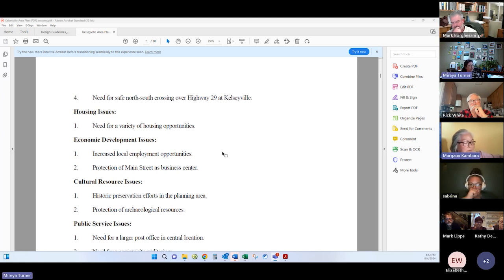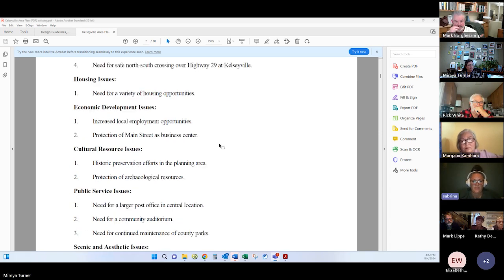Okay. Housing issues. Need for a variety of housing opportunities. Should we keep that all in caps and in bold now too? It's a big deal. And then, unless we want to pull out farm labor specifically under ag, if we've got something more general like we were talking about, we could get rid of that one. Yeah.